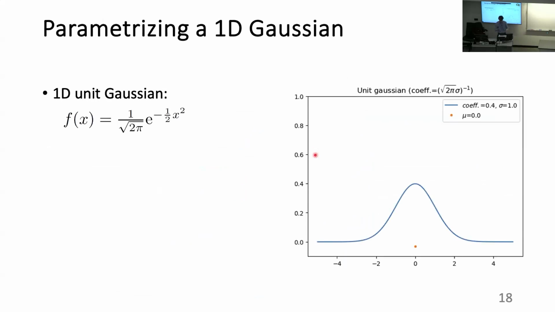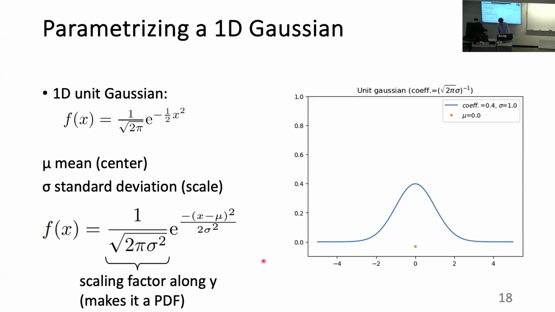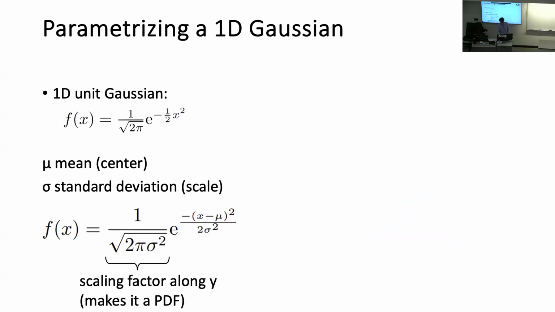So the easiest example is a 1D unit Gaussian, where you have some x-axis and you have a 1D function describing some y coordinate for each x value, where you have a unit Gaussian centered at 0, and it has some unit variance. If we let it have some different center and also have some different standard deviation, then we end up with our 1D Gaussian function, where we can notice that there's a scaling factor along the y-axis, which makes it integrate to 1 over our axis, which makes it a probability density function.